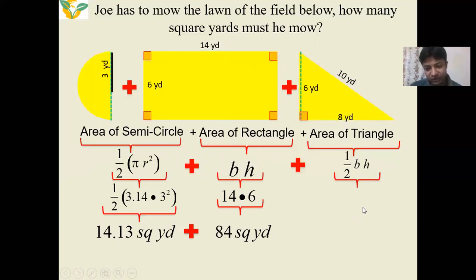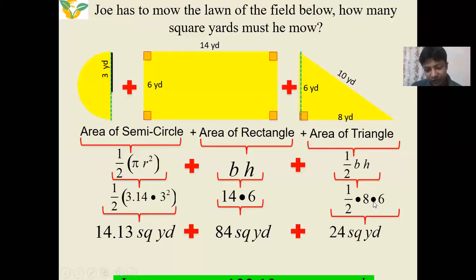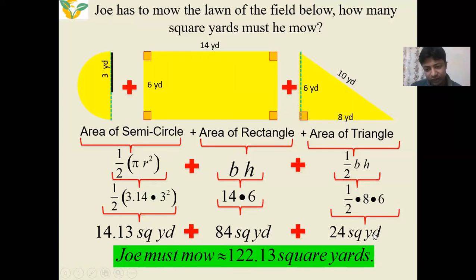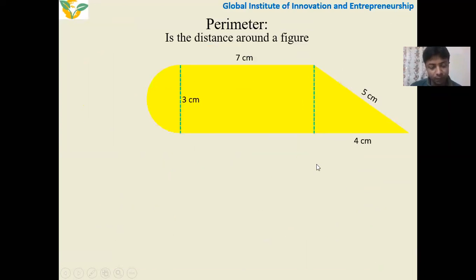What is the value of this triangular area? If this is 6 yard, this will also be 6 yard. By putting the values in 1 by 2 into base into height, you will get 24 square yards. If you sum all these, you will get the area of your composite figure. Okay. So in the next example, we will see some more tips.